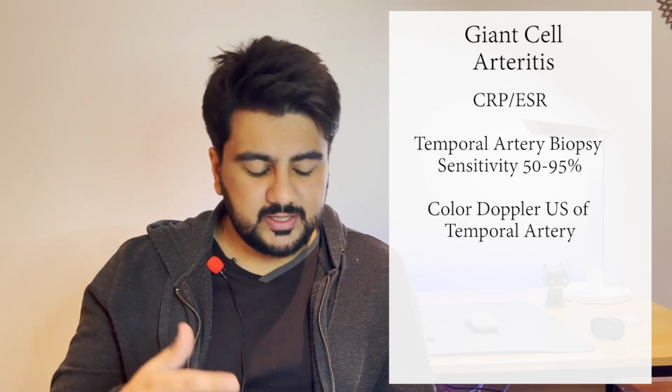In order to investigate giant cell arteritis, you need to do some biomarkers, which are CRP and ESR. If the CRP and ESR are raised, kudos. But if they're not, there is still a 4% chance that it is still giant cell arteritis. If the index of suspicion is high for this kind of condition, refer all of these patients to a temporal artery biopsy anyway. Now, this is a bit of a minefield, since temporal artery biopsy has a sensitivity which ranges between 50% to 95%.